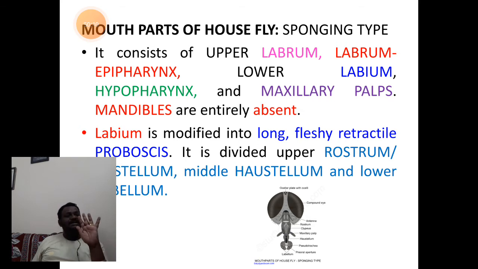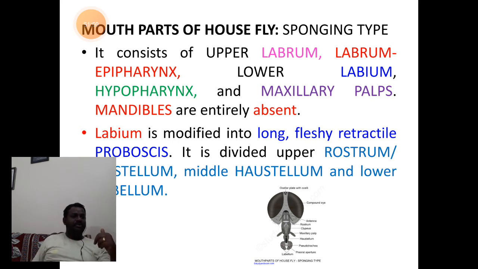So 5 parts are present, but they are in a modified form. Mandibles are absent here also, because there is no requirement of chewing of food. No need of puncturing of the body of the host. So labium is drawn to form a long, fleshy, retractile proboscis, like how we have found it in the mosquito. All these parts, labrum, epipharynx, labium, hypopharynx, maxillary palps, are fused to form only 3 structures.